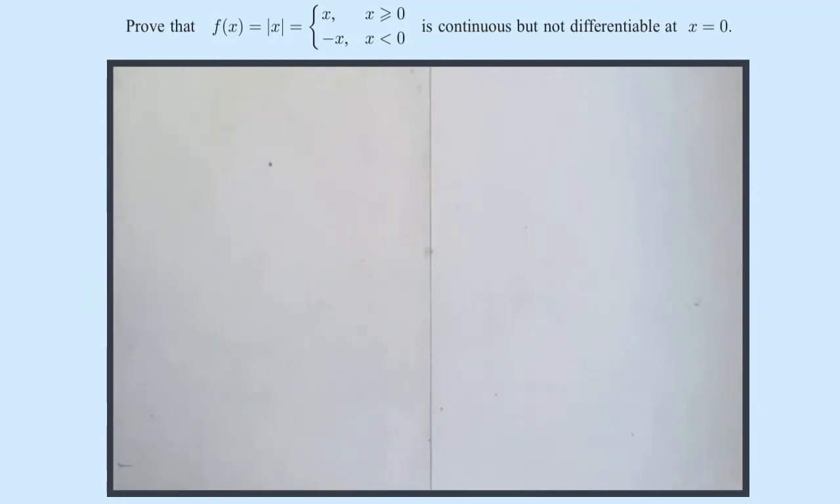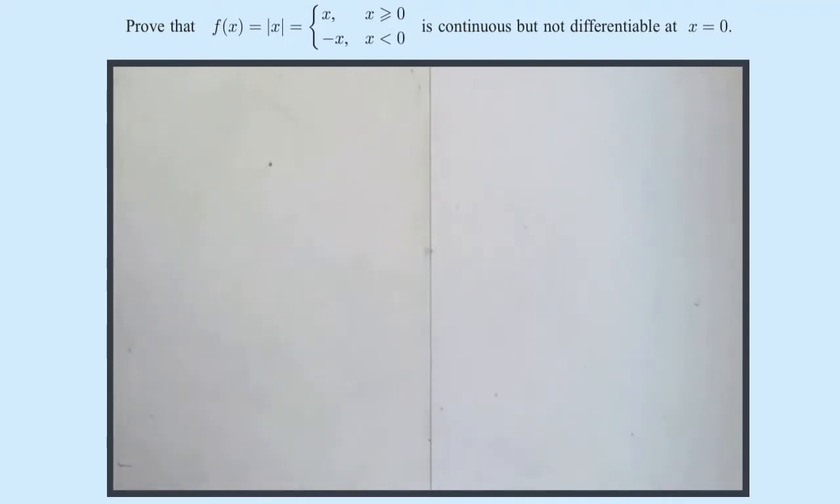Prove that f of x equals the absolute value of x, which can also be written in a piecewise way, which I don't know about you, but I find it much easier to compute. So f of x equals x when x is greater than or equal to 0, or minus x when x is less than 0. That is a completely equivalent way of writing f of x equals the absolute value of x. We need to prove that this is continuous but not differentiable at x equals 0, right?